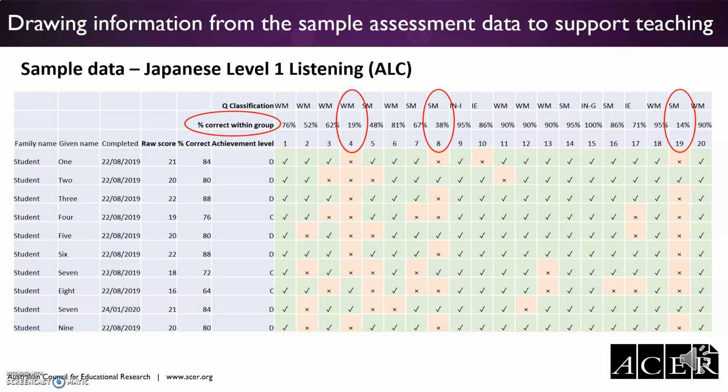What is the student likely to know, understand, and be able to do? Question 8 and 19 indicate that many students in this particular class were not able to answer SM questions. They couldn't match a word or image from a text with another word or phrase. It is then possible to plan teaching sessions to consolidate the relevant skills.